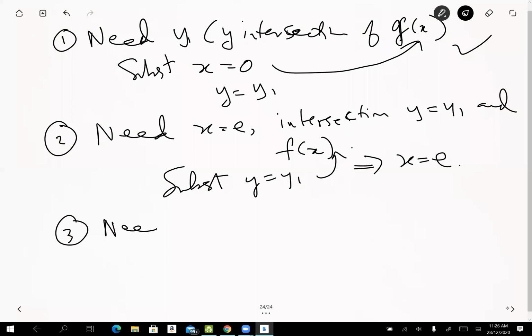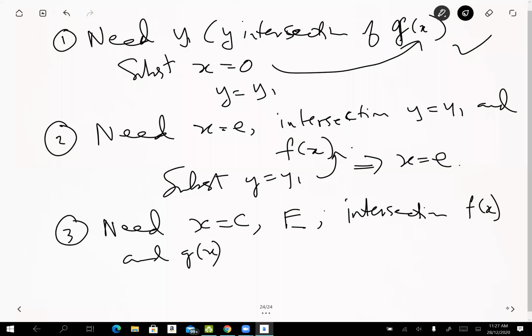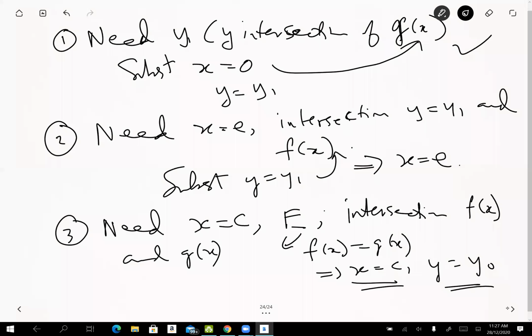But suppose it is not given. So I need the point x equal to C, in other words, E. So that is the intersection between what? Intersection between f of x and g of x. So no problem, because you already know how to do it. How do you get E? It's the point where f of x equals g of x. You will get x equal to c, and of course, y equal to y0. So you got the 2 points already. Now these are the points that we need.